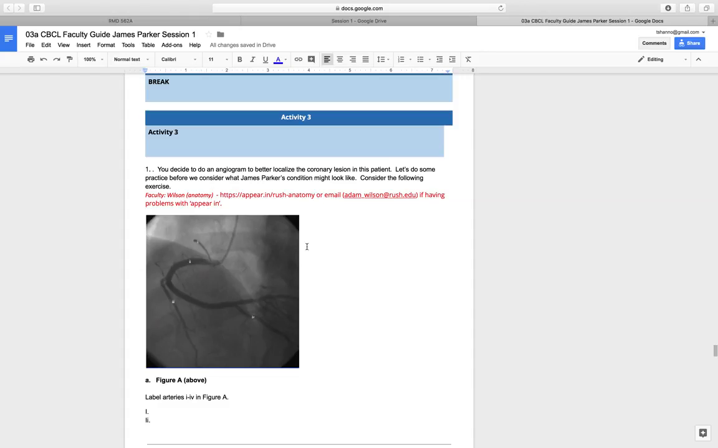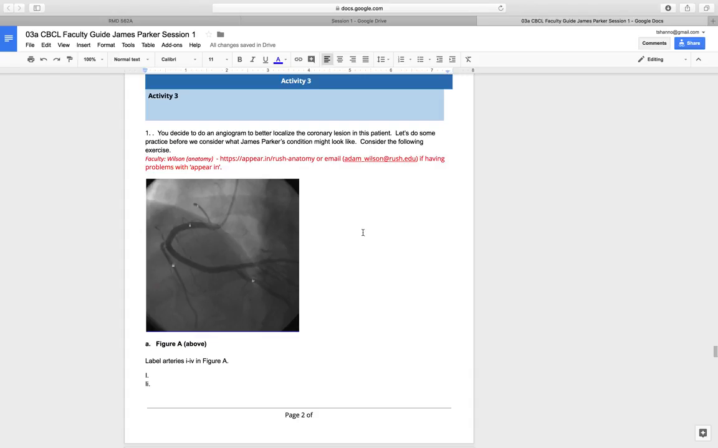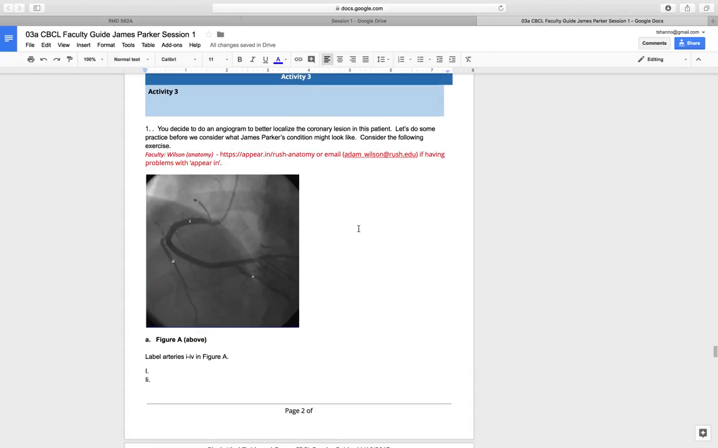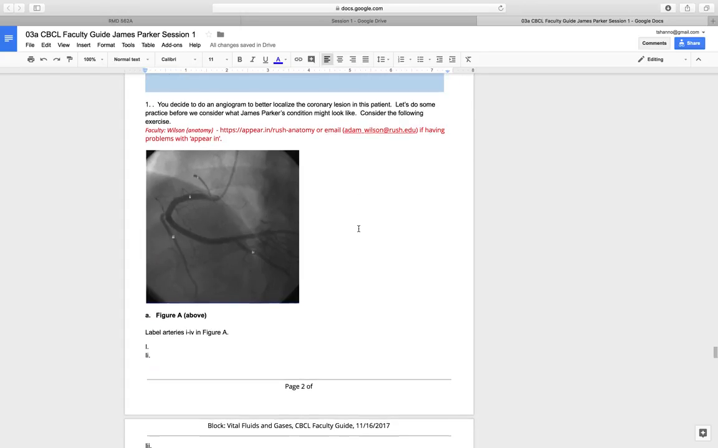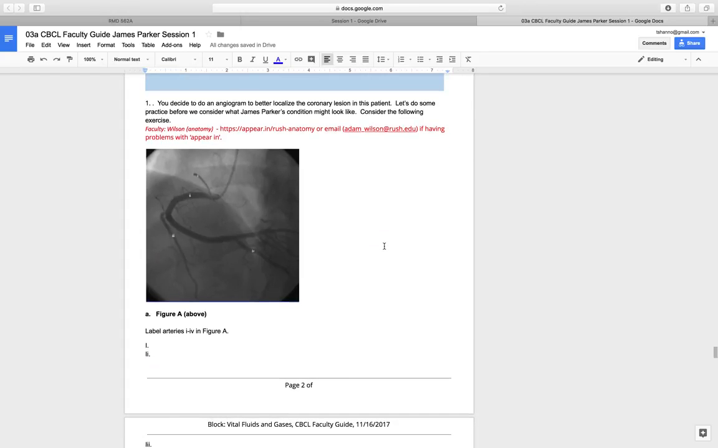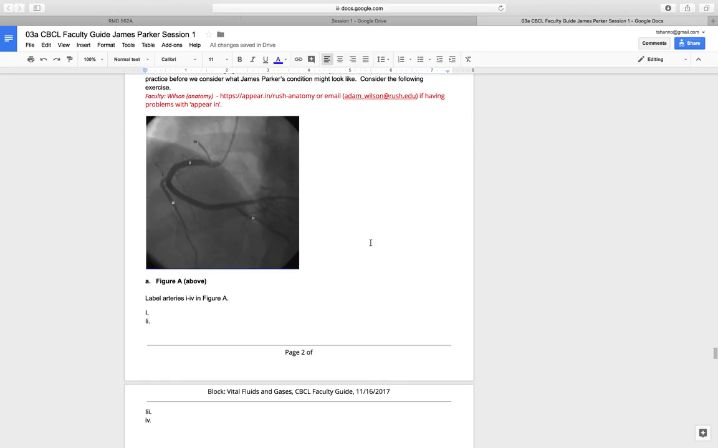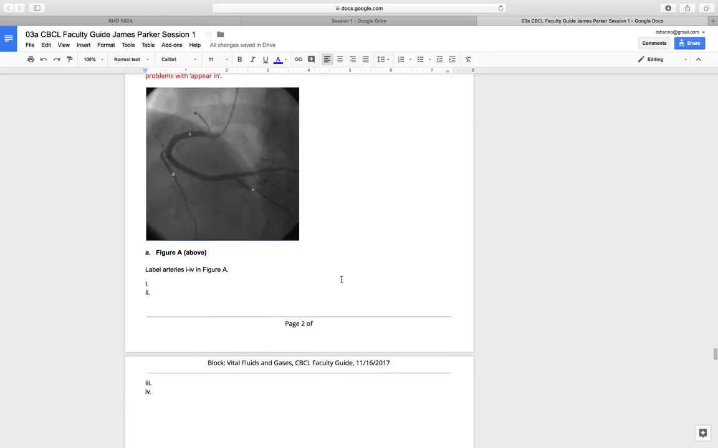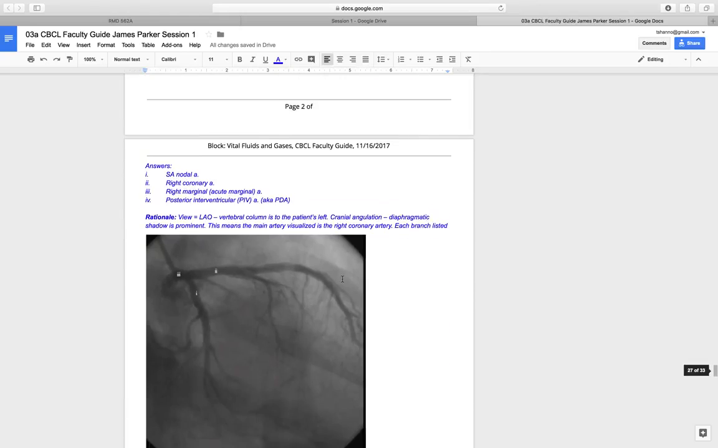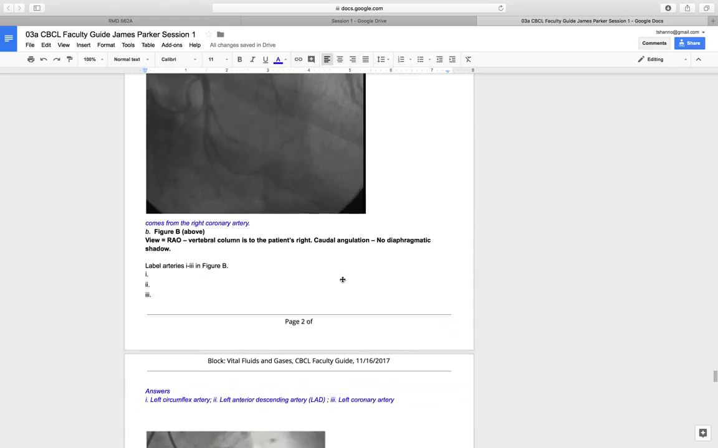The anatomy people, Adam Wilson has distributed a reading that describes how to read an angiogram. They should be very familiar with coronary anatomy by now. And so this is an anatomy exercise related to the coronary angiography. And we're going to end up with James Parker's or something similar. So walk them through this where they label the arteries, and we have the answers here for you.